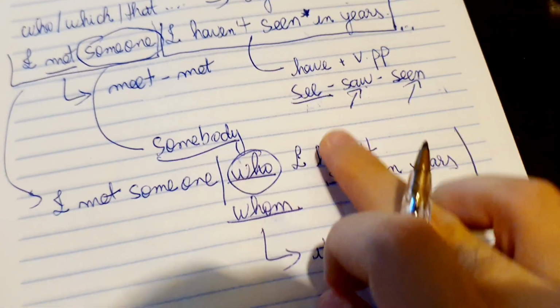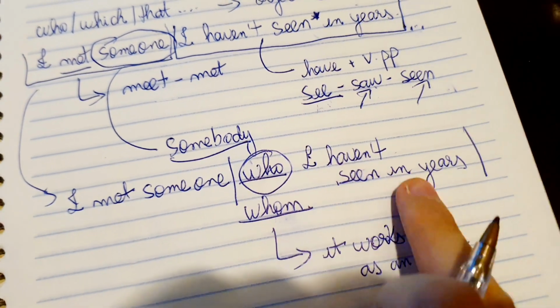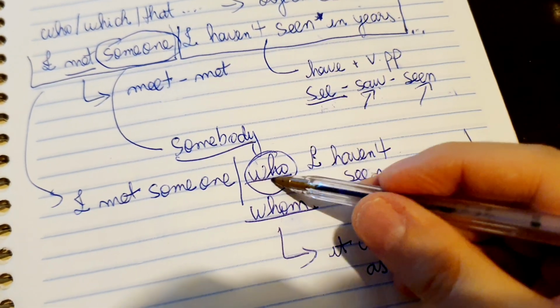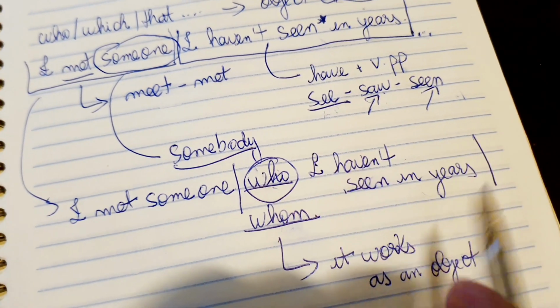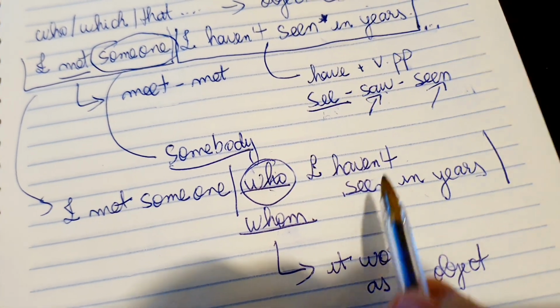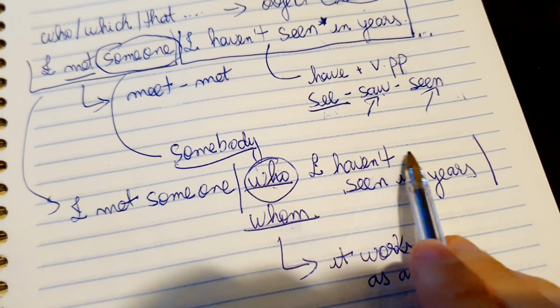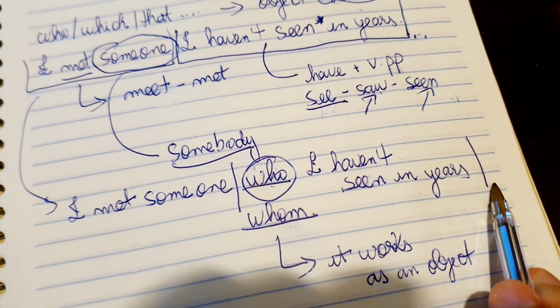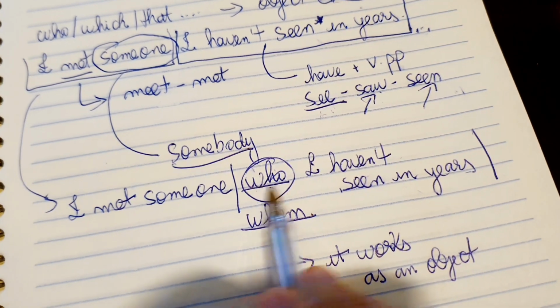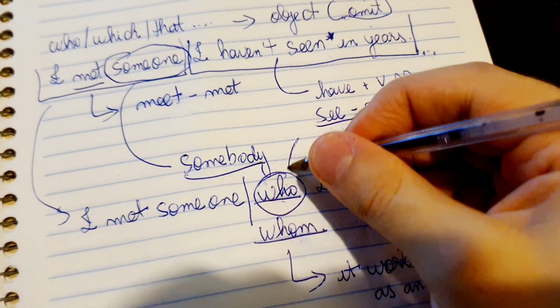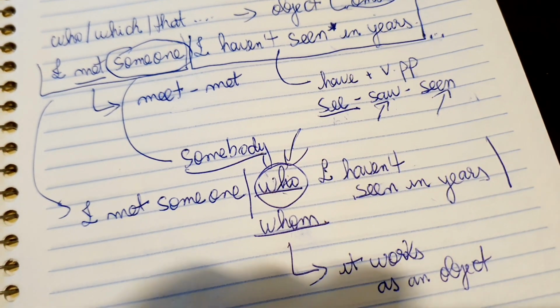You see, I haven't seen someone in years. So who or whom, they work as the object of this sentence. I haven't seen who in years. I haven't seen someone in years. So who works as an object.